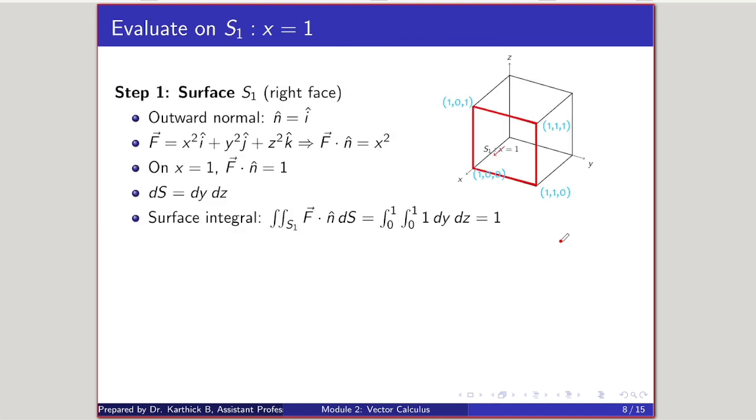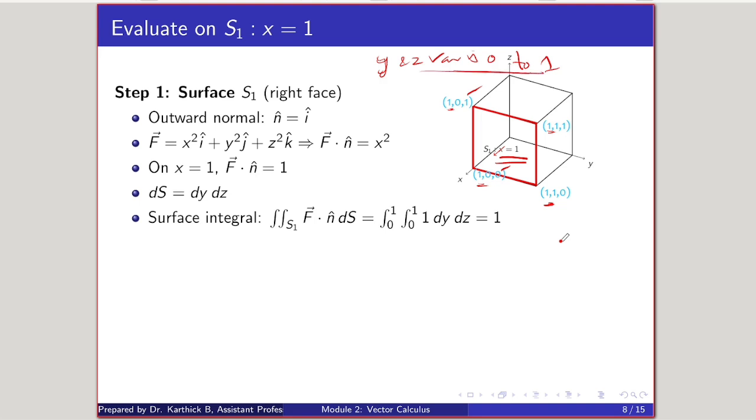The first surface will be S1. Here the equation will be x equal to 1, because here there are 4 points. In all the 4 points, x will be equal to 1. Then what about y? This is the y axis. So y varies from 0 to 1. And what about the z? Here it is 0 to 1. So y and z vary from 0 to 1, and here the equation is x equal to 1.